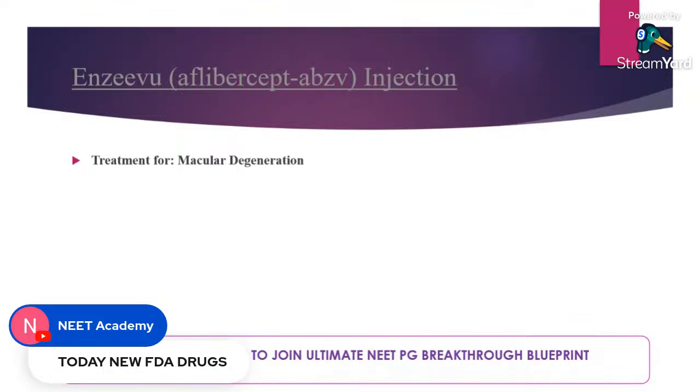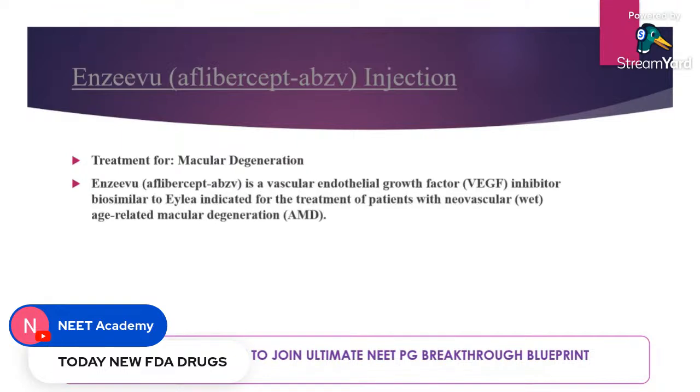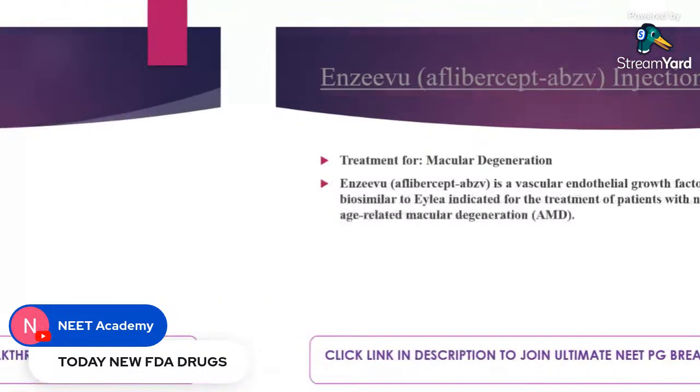Enzeevu, that is aflibercept injection. Enzeevu aflibercept injection is used for treatment of macular degeneration. It is a vascular endothelial growth factor inhibitor, biosimilar to Eylea, indicated for the treatment of patients with neovascular, that is wet, age-related macular degeneration.